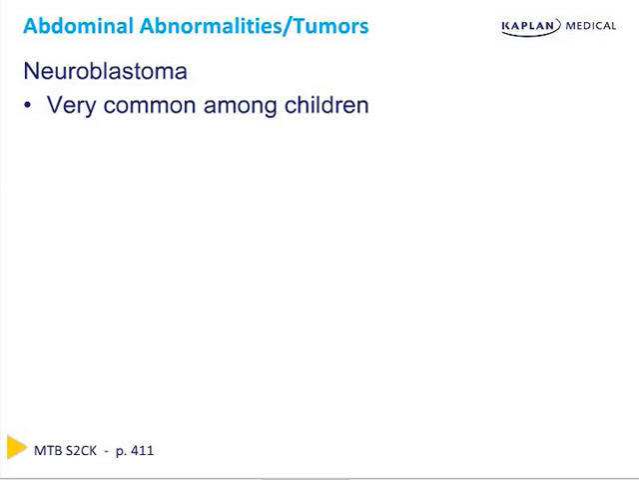But you need to know that it's a very common tumor in children, and it usually involves the adrenal gland, but it's not an adrenal tumor. It's a tumor of the sympathetic ganglia, and those can be found all over the body. This one just most commonly tends to be found in or near the adrenal gland.